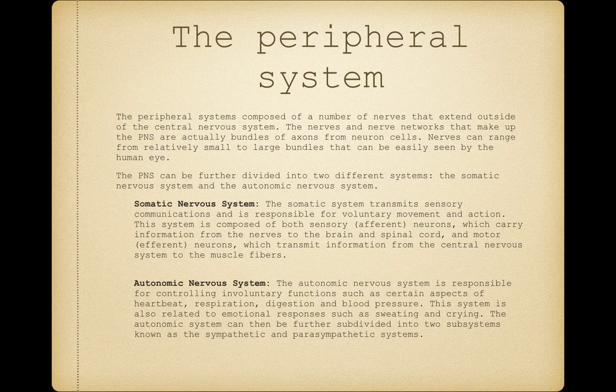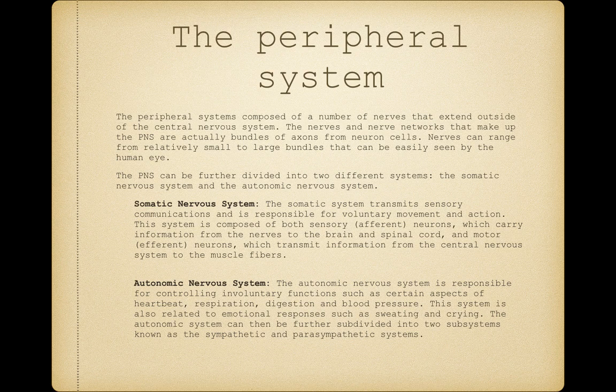Somatic nervous system. The somatic system transmits sensory communications and is responsible for voluntary movement and action. This system is composed of both sensory, afferent neurons, which carry information from the nerves to the brain and spinal cord, and motor, efferent neurons, which transmit information from the central nervous system to the muscle fibers.